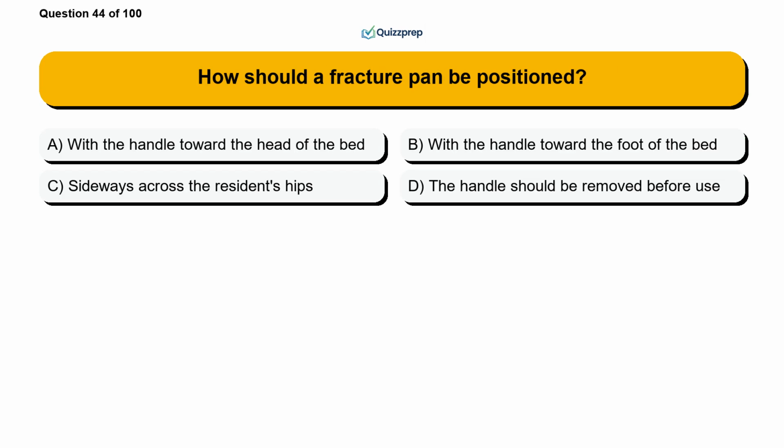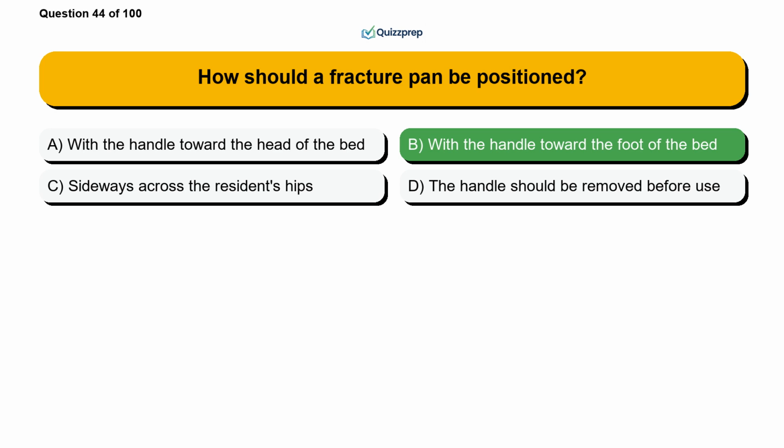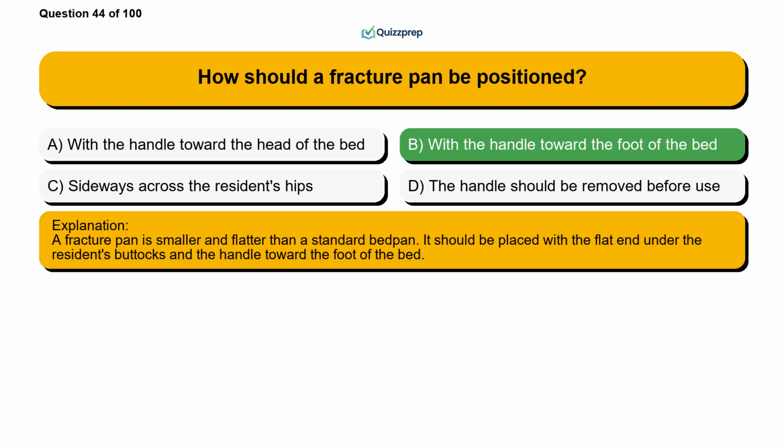Question 44. How should a fracture pan be positioned? Option A, with the handle toward the head of the bed. Option B, with the handle toward the foot of the bed. Option C, sideways across the resident's hips. Option D, the handle should be removed before use. The correct answer is option B, with the handle toward the foot of the bed. A fracture pan is smaller and flatter than a standard bedpan. It should be placed with the flat end under the resident's buttocks and the handle toward the foot of the bed.